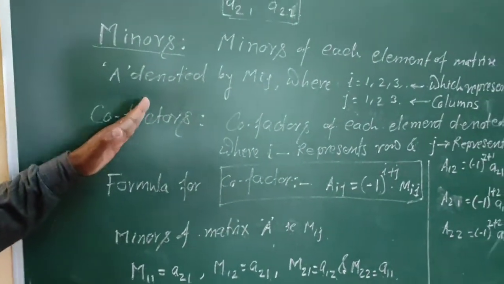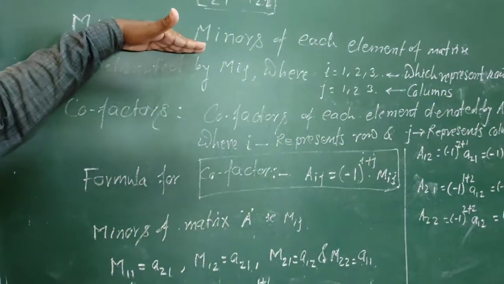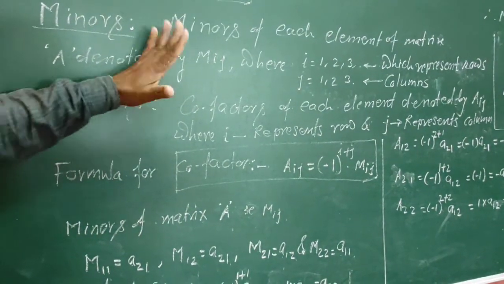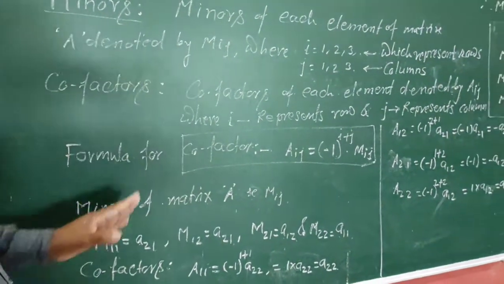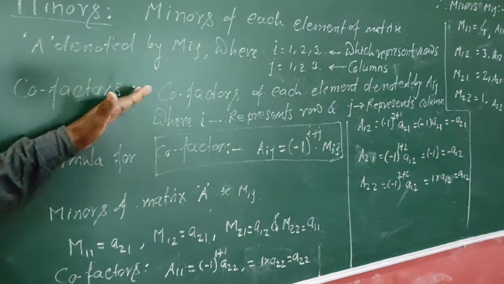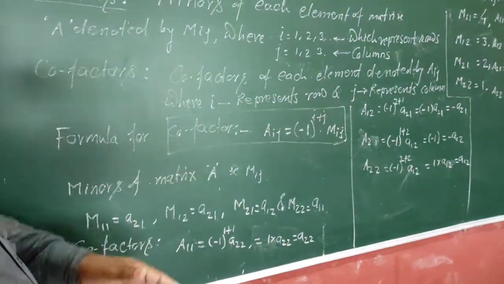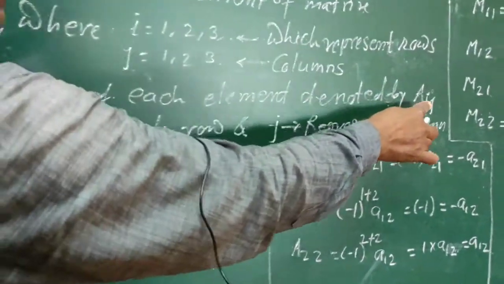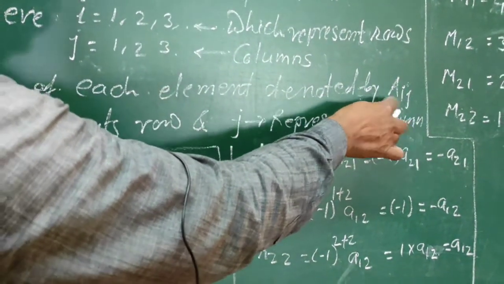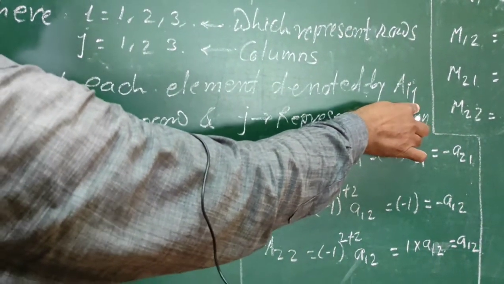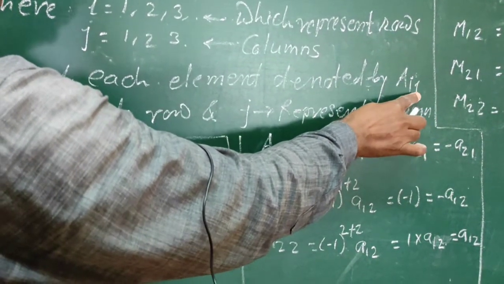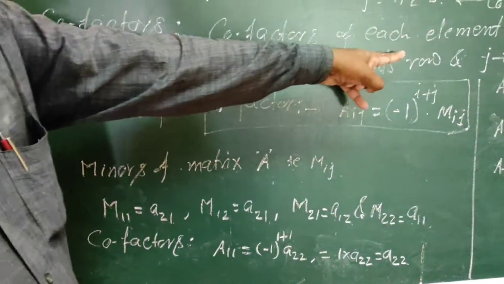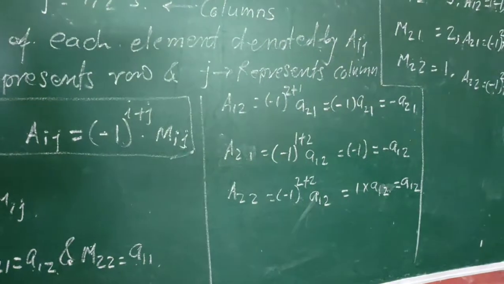Further, cofactors. Once you get the idea of minors, very easily you can find the cofactors from the minors. Orally we can determine the cofactors, but there is a formula to find them. The cofactor of each element is denoted by Aij. This is again a symbol for cofactors. I and J are the suffixes, used for the row and column again here. I represents the row and J represents the column.